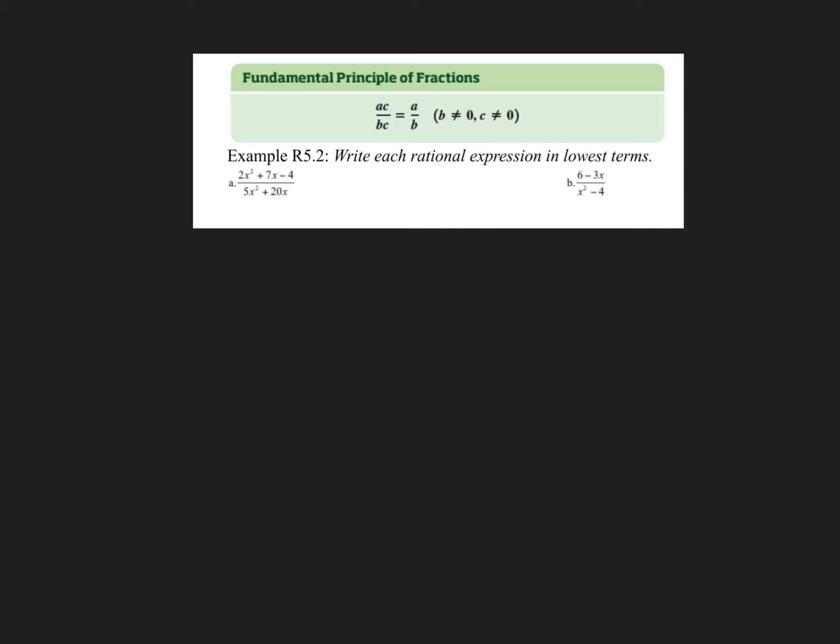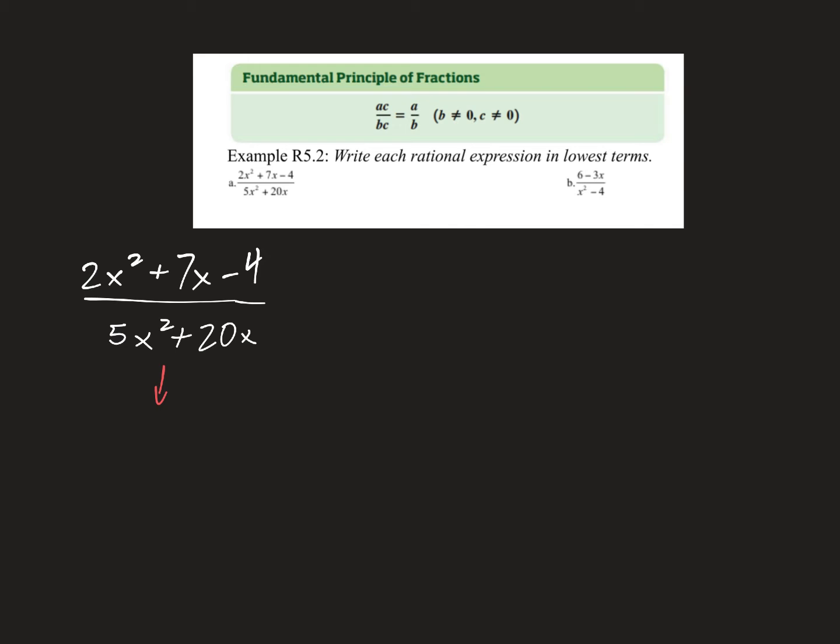So let's look at some examples of how we can simplify a rational. We'll start with example A here: 2x squared plus 7x minus 4 over 5x squared plus 20x. Taking this, we're going to start by understanding what the factors are, which means we need to factor this on both top and bottom. So let's rewrite this in its factored form.